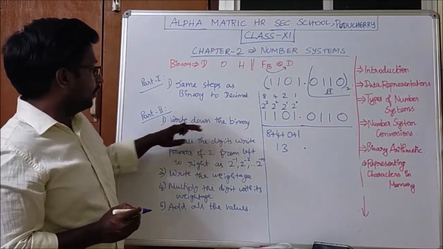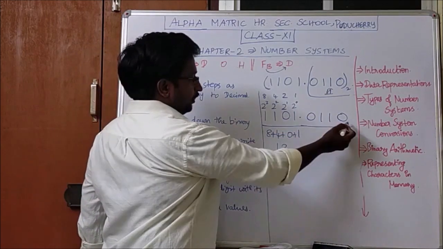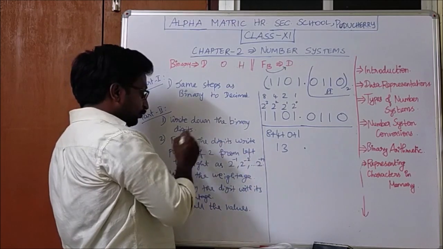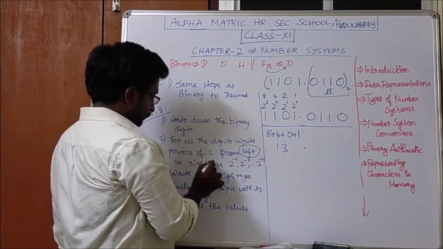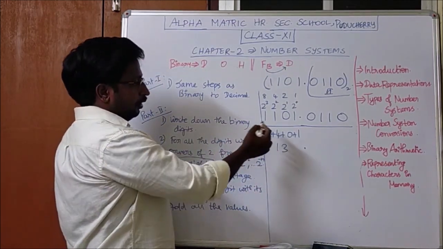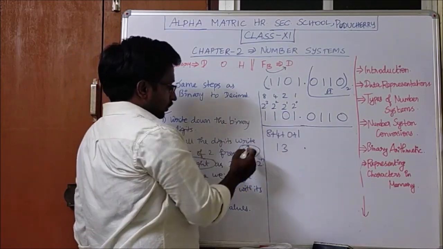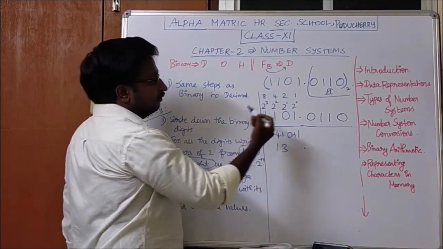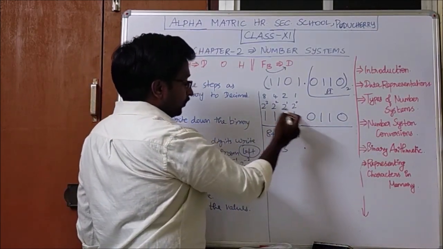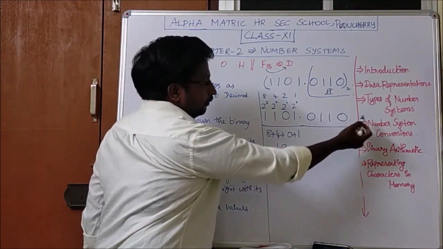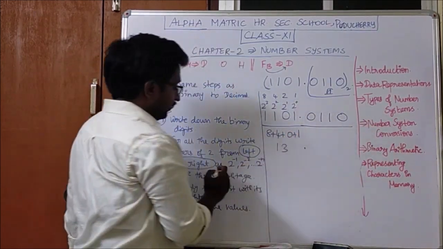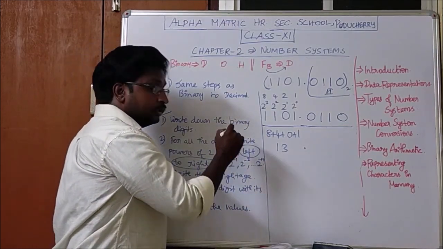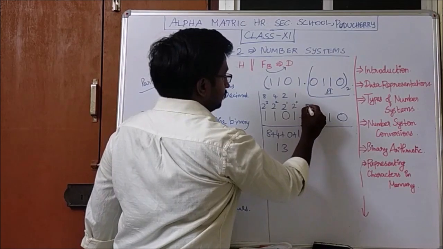Here write down the binary digits. This is for the fractional part. We have written down. For all the digits, write the powers of 2 from left to right. This is the part which you have to notice. Because in binary to decimal, we write from right to left, whereas in the fractional part, you have to write from left to right. Not 2 power 1, 2, 3, but 2 power minus 1, minus 2 and minus 3 like that.